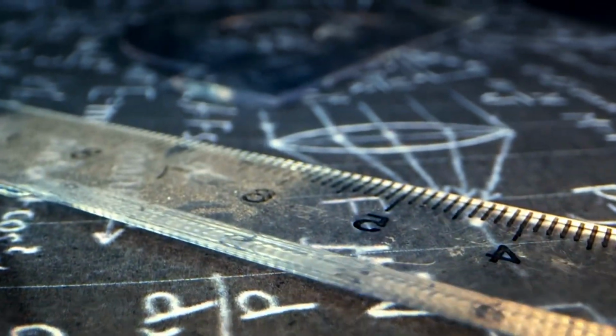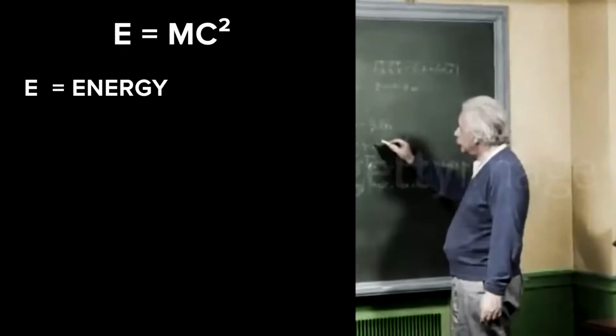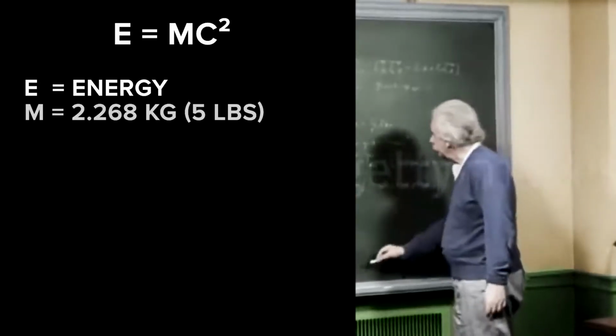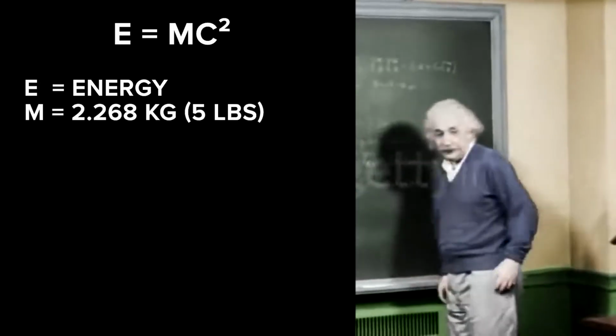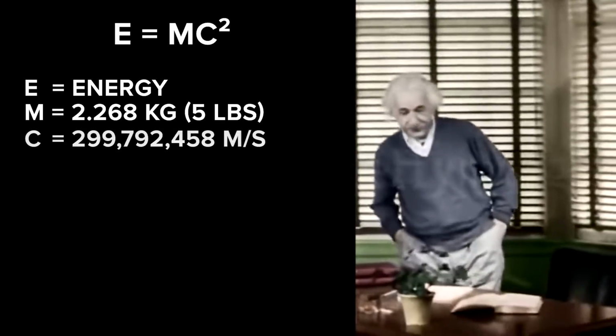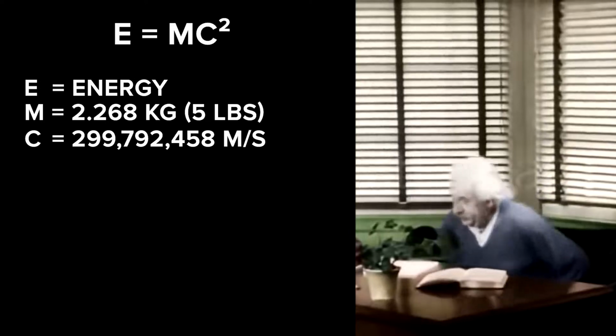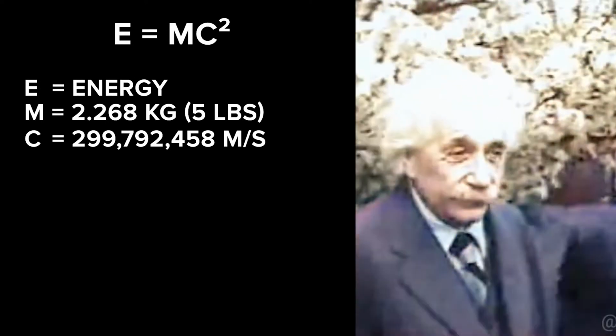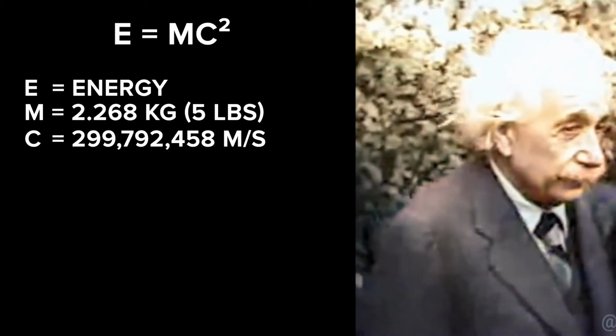Let's break down how the math works in E equals mc squared for a 5-pound mass and plug the values into the equation. E equals energy, the number we want to find. M is 2.268 kilograms or 5 pounds, the mass of the object. C equals 299,792,458 meters per second, the speed of light.